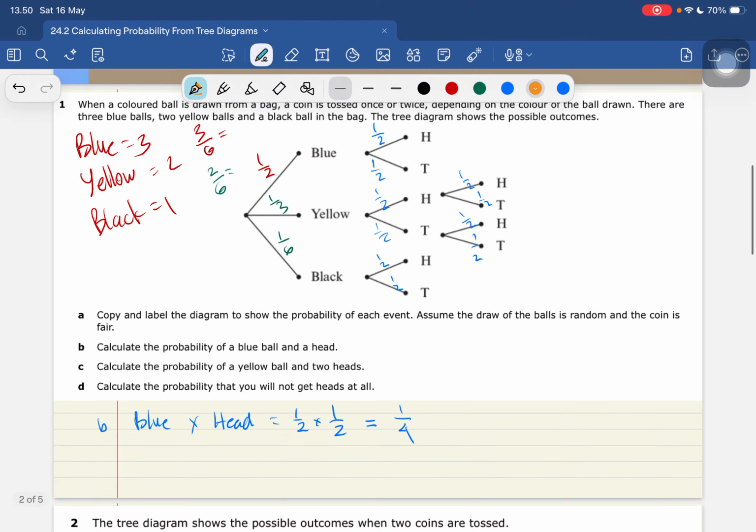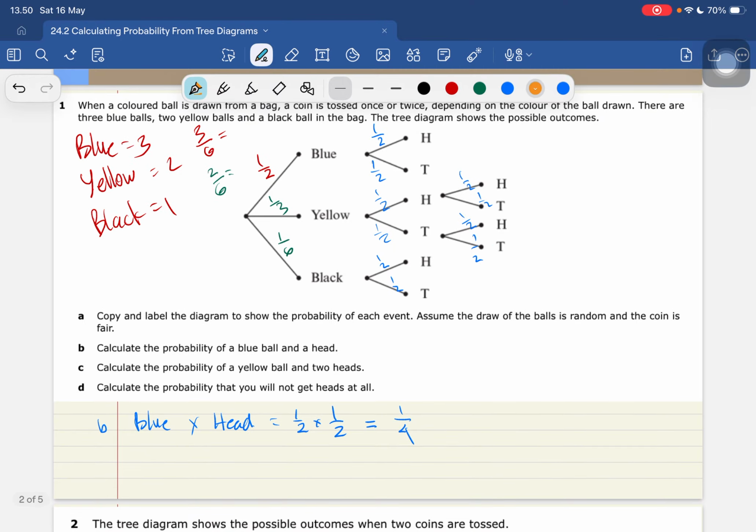Next, C, yellow and two heads. Here yellow, head and head again. So we got 1 over 3 for the yellow, then head 1 over 2 times 1 over 2. So here is 1 over 12.